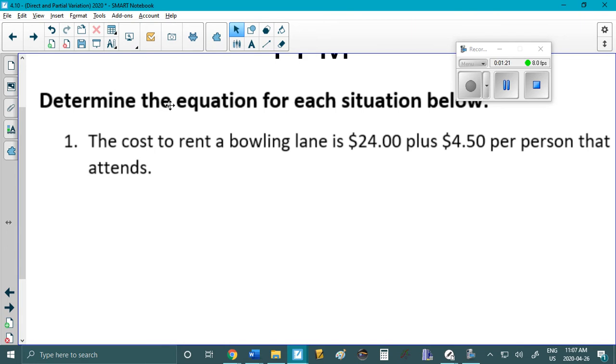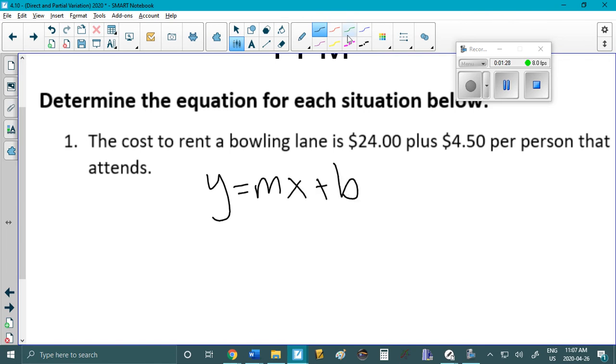Okay, so I'm hoping that you paused and came back. Remember, our equations always look like this: y equals mx plus b. M is the slope or rate of change, and b is the initial value. So the important thing is to find M and B. So the cost to rent a bowling lane is $24. That's going to be our initial value, plus $4.50 per. Whenever you see this word per, that tells you that this is the slope or the rate of change.